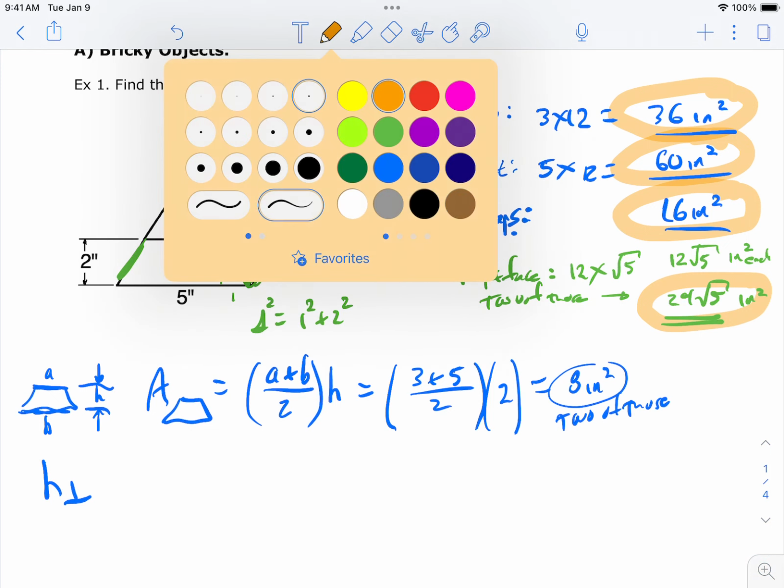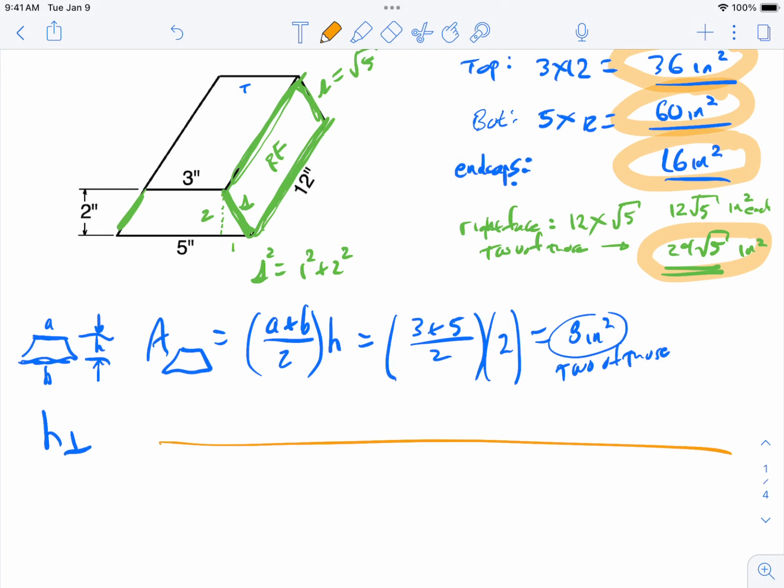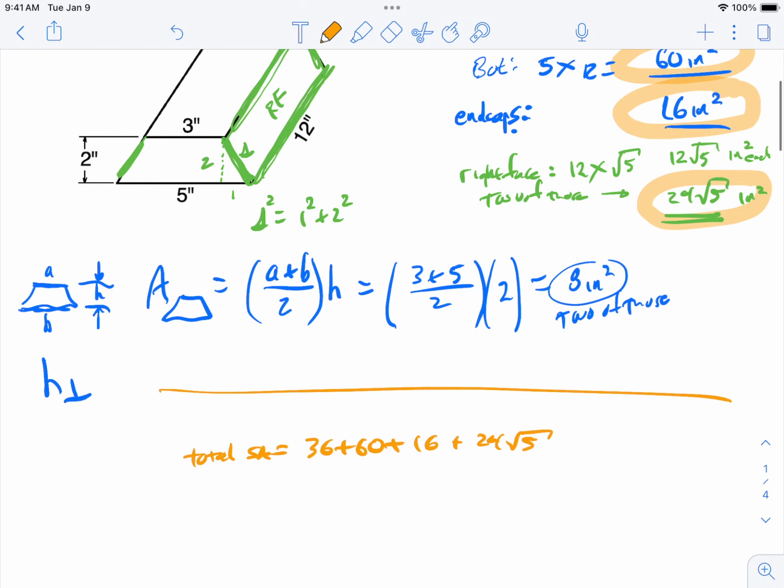I'm ready for a new color. So I'm going to go like this. Okay, total surface area. 36 plus 60 plus 16 plus 24 square roots of 5. And at this point, you probably want to get out your calculator and get some kind of decimal going, right? You kind of want a number. You don't want to say, hey man, square root of 5. What? Okay, so 36 plus 60 plus 16 plus 24 radical 5 equals 165.